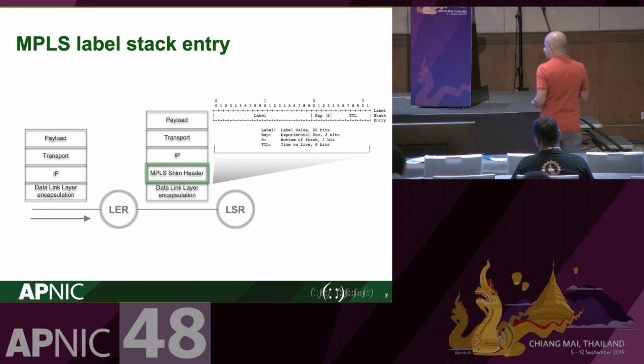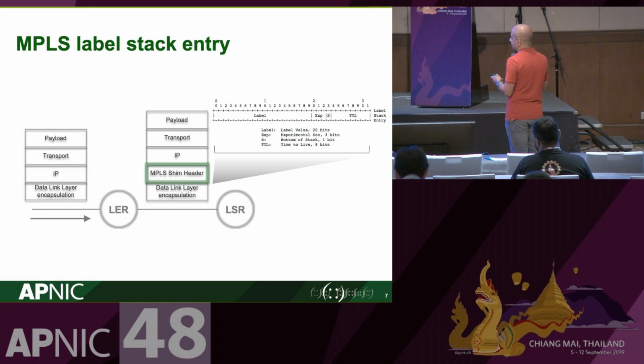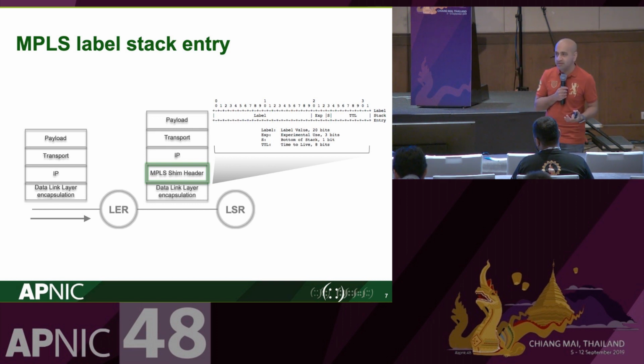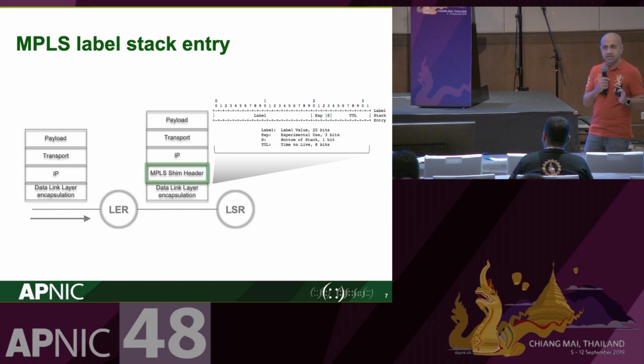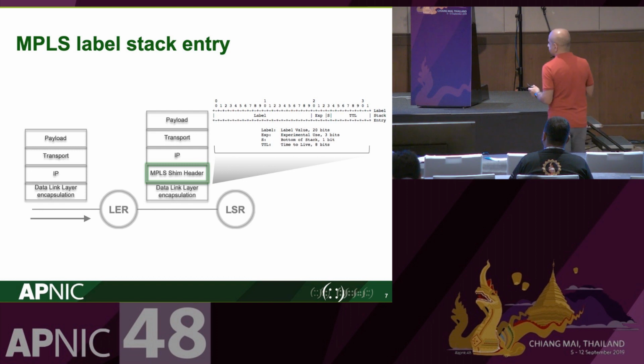This MPLS shim header has a few fields. One of them is the label. Don't worry about the rest of them for now. Not really relevant for our discussion. So it puts a label in there, and this label is just a number, right? This is not like an IP address, although an IP address is just a number as well when you think about it. But we normally think of this as just a number between 0 and 1048575. So roughly a million labels that we have to play with.